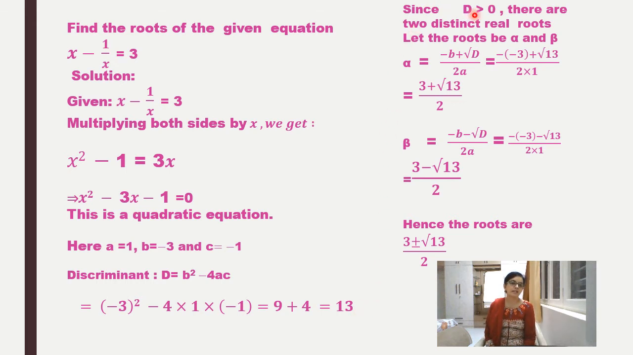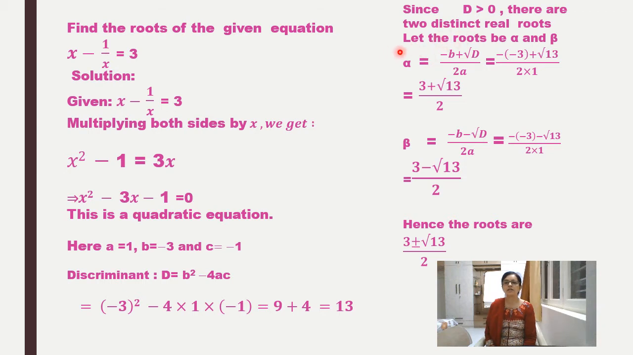This 13 is greater than 0. If it's greater than 0, then what will be the roots? Will they be real roots? If they are real roots, will there be two distinct roots or two equal roots? I'm giving 1 minute for you to think it over. Yes, the roots are real because it is greater than 0. And there are two distinct roots, meaning there are two different roots. So let us move to the next step.